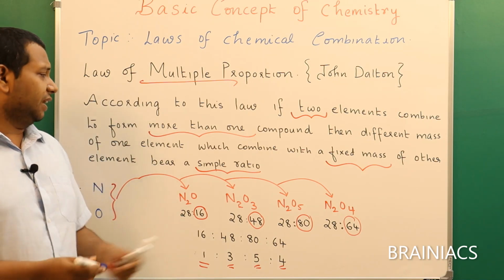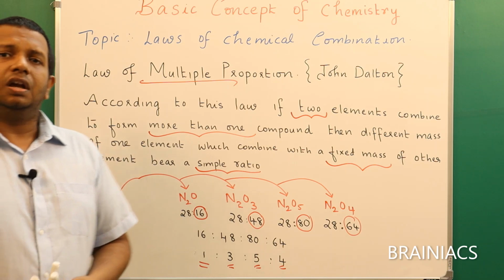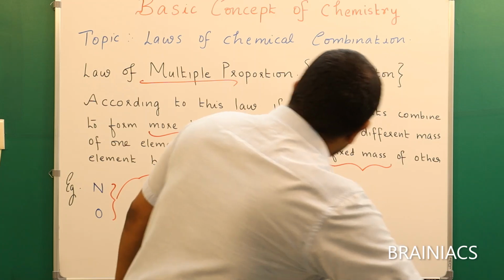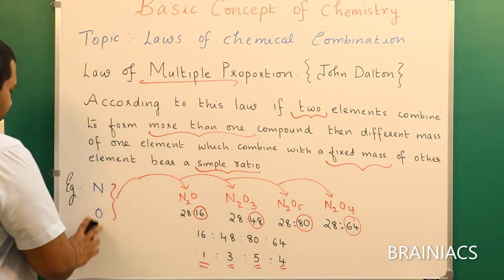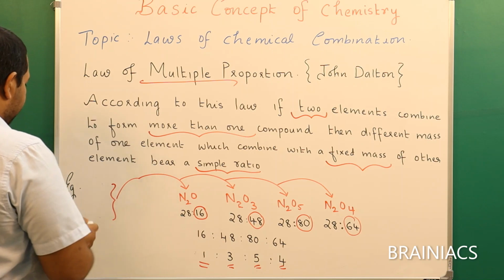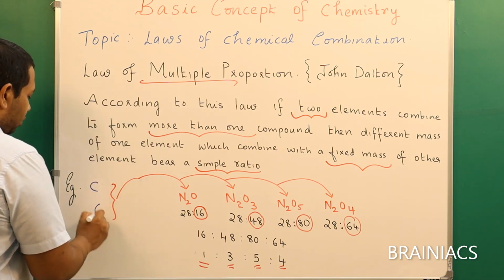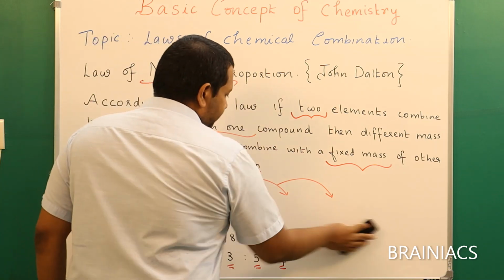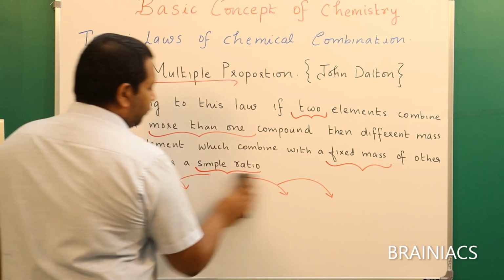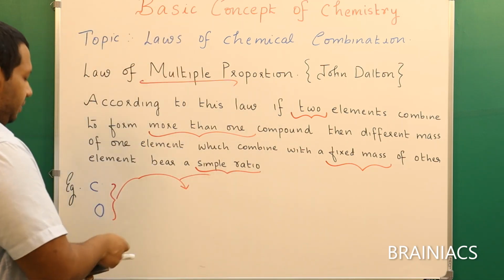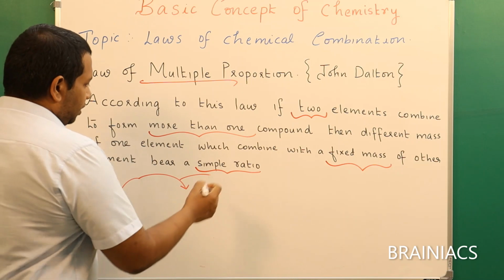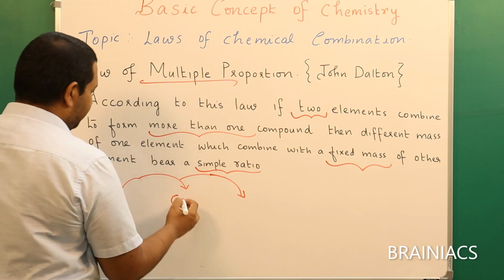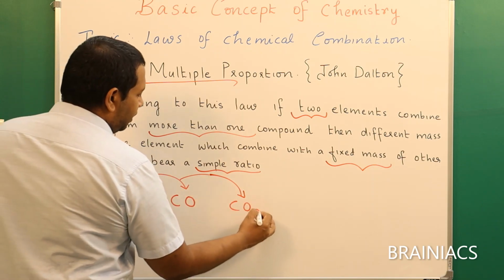Here I have taken nitrogen and oxygen. You can take other examples, like carbon and oxygen. We will do that also. So with carbon and oxygen, how will it be? Tell me, what are the different compounds they can form? We know that carbon and oxygen mainly form carbon dioxide and carbon monoxide. So you can see more than one compound: one is carbon monoxide and the other is carbon dioxide.